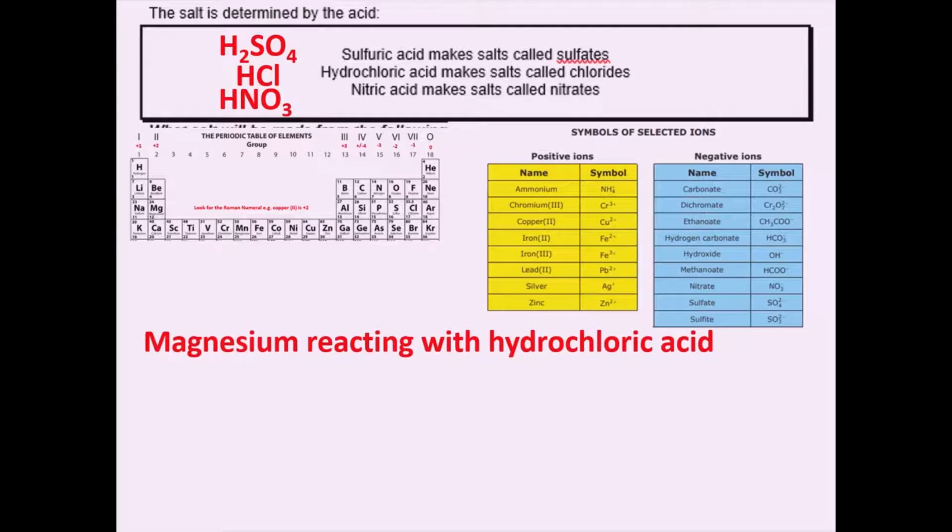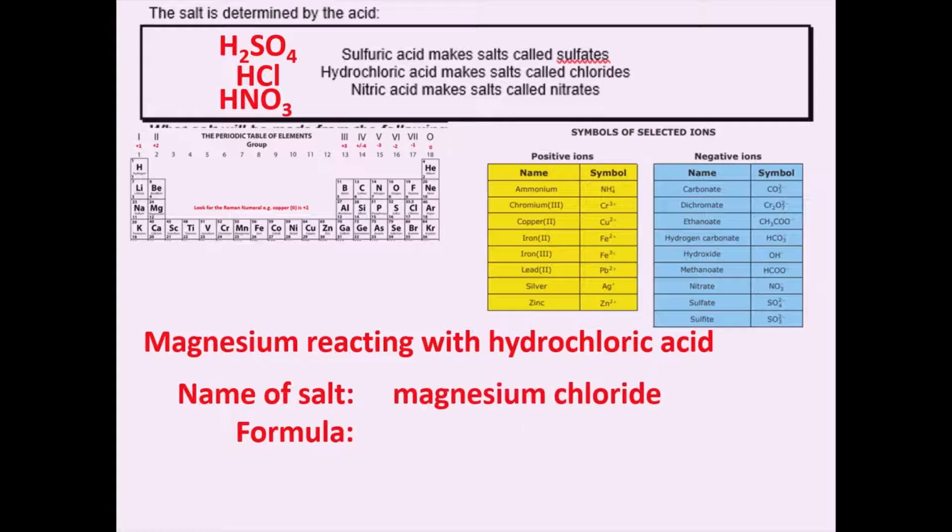So the first one, what if magnesium reacted with hydrochloric acid? Well, the two things we want to work out are the name of the salt and the formula. So, name of the salt, well, we take the metal part from this as magnesium. Hydrochloric acid, do you remember that loses its H, so Cl, chlorides. So remember that phrase, hydrochloric acid makes salts called chlorides. So magnesium, and then from the hydrochloric acid, chloride. So the salt is magnesium chloride.